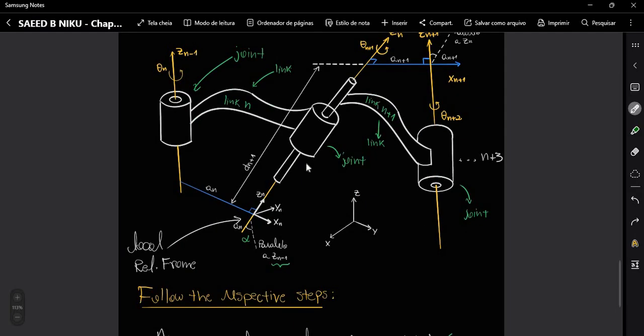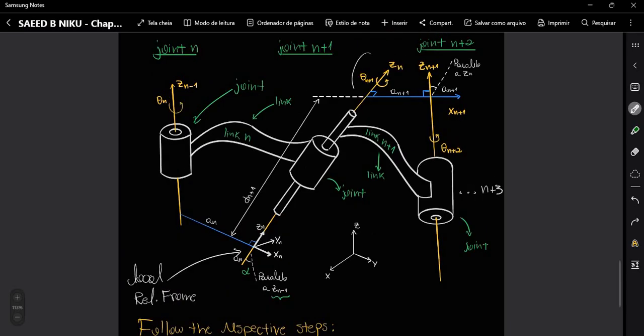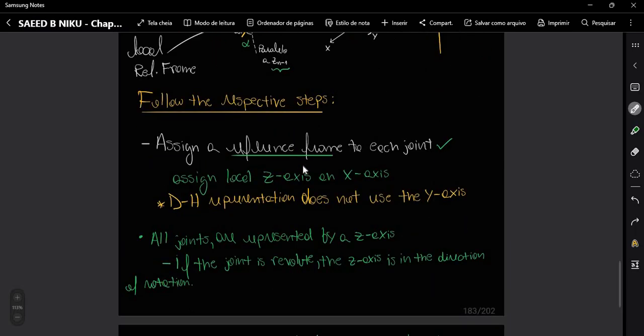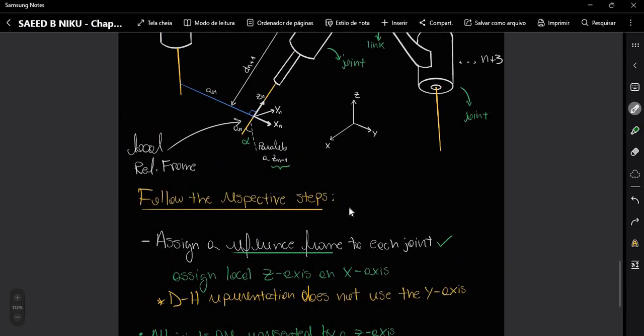And right here on the center, this joint on the center, we are assigning its reference frame, which we are calling the local reference frame. We are assigning its axis, as you can see, zn again. Okay, so this axis we are assigning as zn, and we wrote right here to assign a reference frame to each joint. So this is what we are doing.